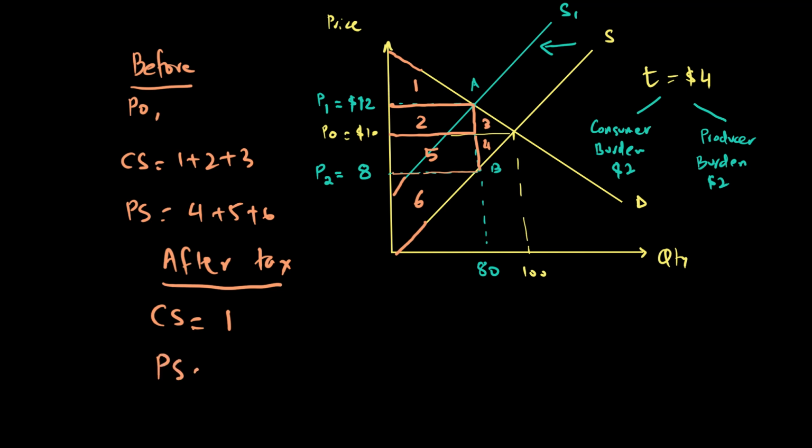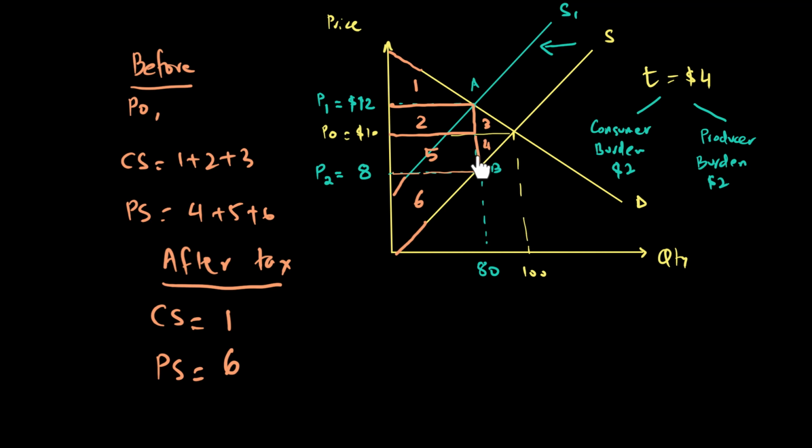Producer surplus on the other hand will be, if the price was $12, producers are only getting $8 because $4 is going to the government. So producers are left with 8. So this is the price P2 which they are getting, and this is the supply curve for them. So area 6 will be the producer surplus, which means we're left with areas 2, 5 and 3, 4.